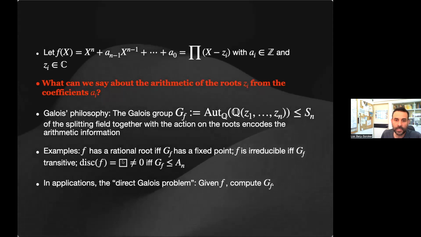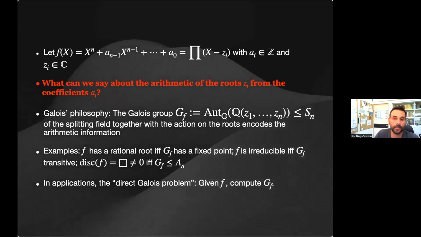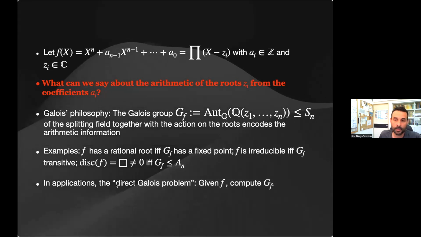And usually in applications we get a polynomial from our application. It can be from geometry or arithmetic or number theory. We get a polynomial, and in order to say something interesting, we need to compute the Galois group of this polynomial. So there is an abundance of applications, and we are really interested in the direct Galois problem, namely, given a polynomial, to compute its Galois group.